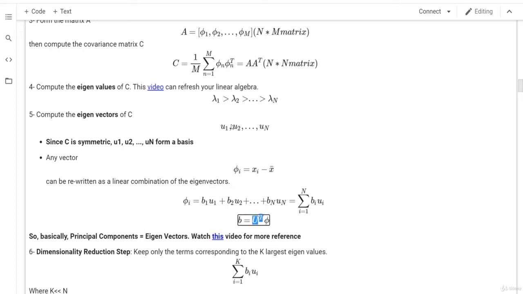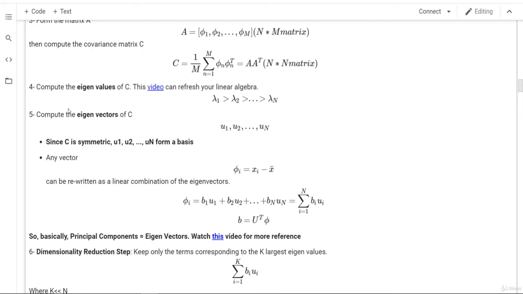Using some mathematics, you will find that B is basically equal to U transpose times phi, where U is the basis matrix of eigenvectors and phi is our examples. So if we put our examples all in one matrix, and we put U in one matrix and transpose it, then we can compute B. So basically we can say that the principal components are equal to the eigenvectors.